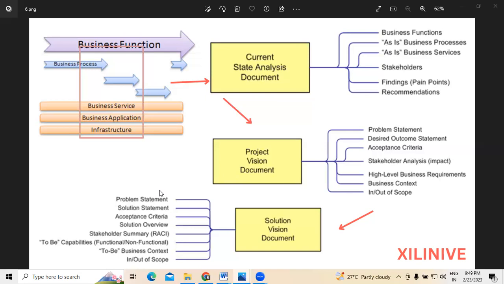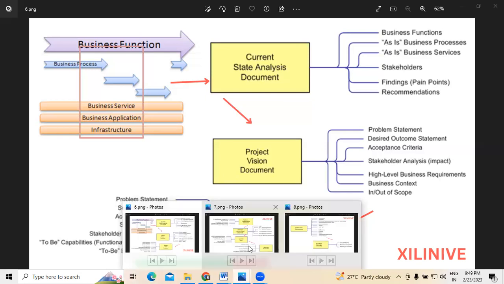So we have to understand the to-be capabilities based on the functional as well as non-functional requirements, what it is that we need to develop. At the same time, we must know about the context of the business, followed by the scope of the project. So the first is current state analysis, followed by the project vision document, and at the same time the solution vision document. These are the three different documents prepared in the initial stages.